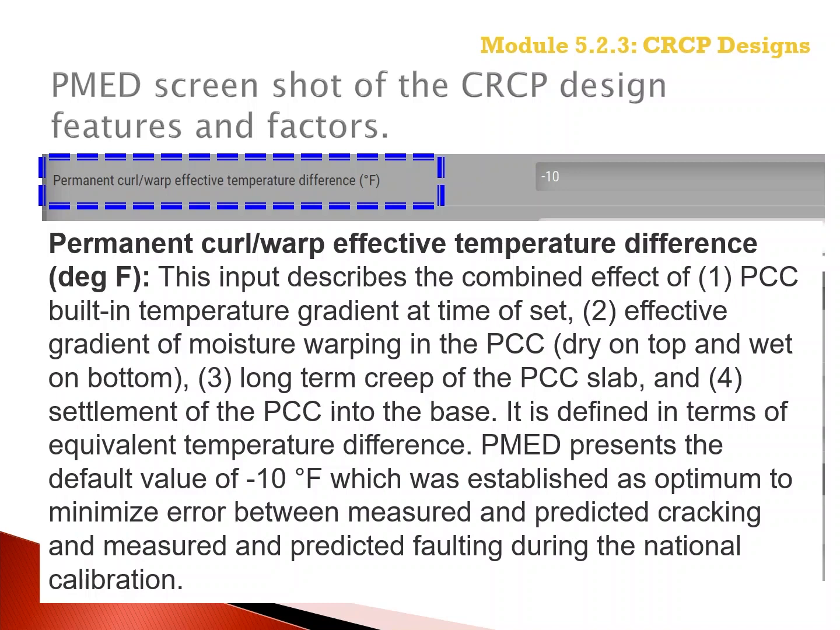The Pavement ME default value is a negative 10 degrees Fahrenheit, which was established as the optimum value to minimize the error between the measured and predicted cracking for JPCP as well as CRCP, and also to minimize the error between the measured and predicted faulting during the global calibration. So it's not just one distress that was used to define the permanent curl warp effective temperature difference.